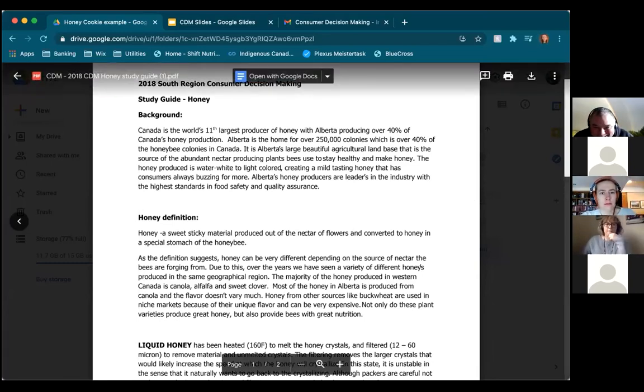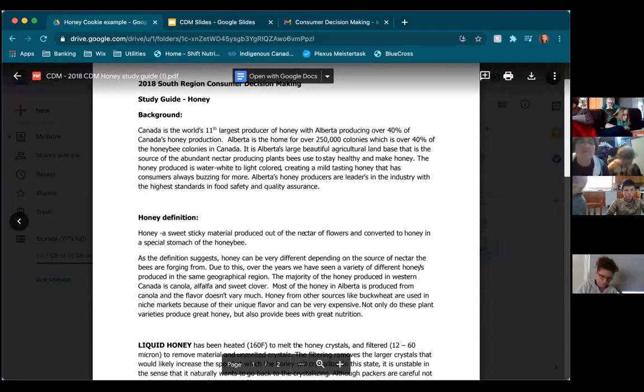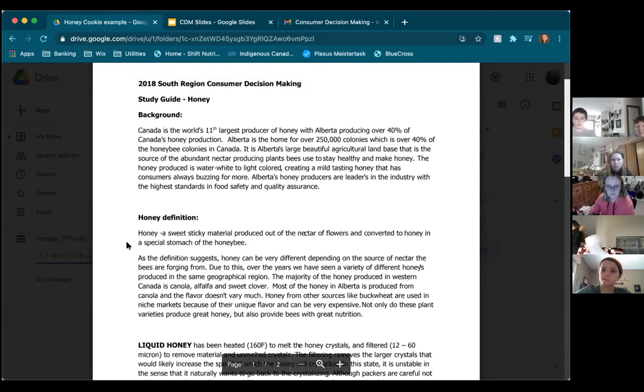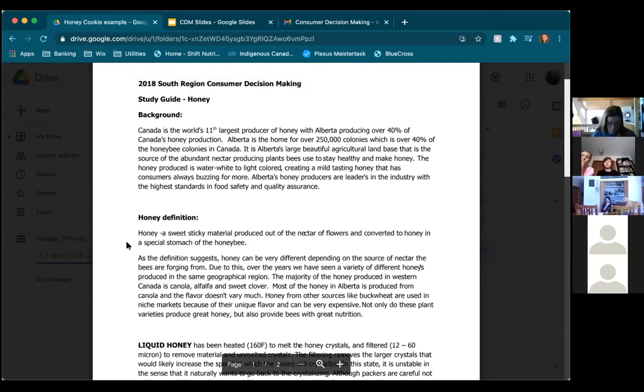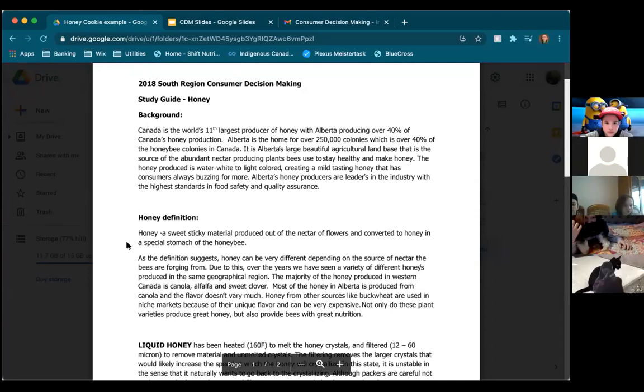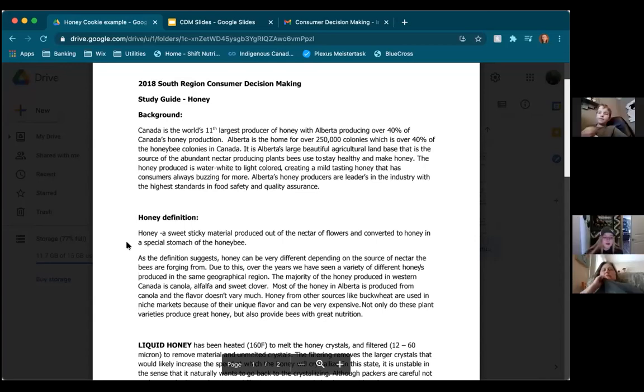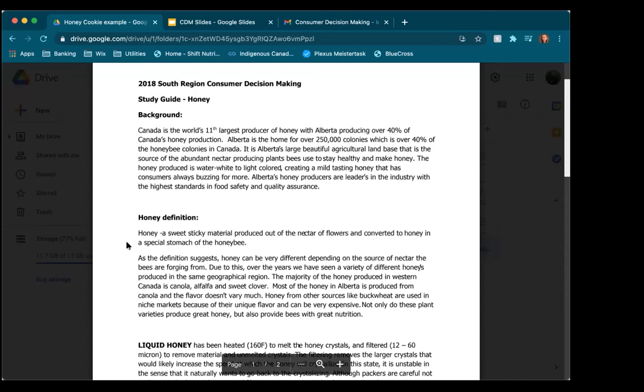Short and sweet. Anyway, Canada is the world's 11th largest producer of honey, with Alberta producing over 40% of Canada's honey production. Alberta is home to over 25,000 colonies, which is over 40% of the honeybee colonies in Canada. It is Alberta's large, beautiful agricultural land base that is the source of the abundant nectar-producing plants bees use to stay healthy and make honey. The honey produced is water white to light colored, creating a mild tasting honey that has consumers always buzzing for more. Alberta's honey producers are leaders in the industry with the highest standards in food safety and quality assurance.